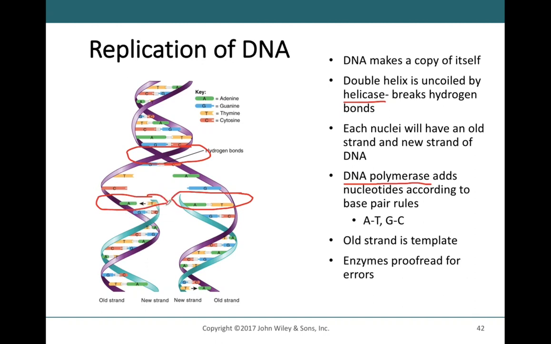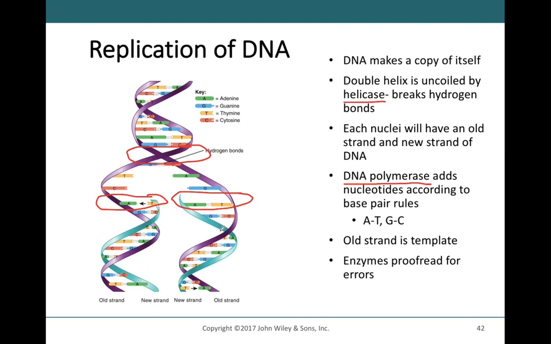So DNA polymerase adds the nucleotides while helicase uncoils DNA. DNA polymerase uses the old strand as a template and forms a complementary new strand. It adds these nucleotides as it goes, and it reads the template so that it knows which is the proper complementary base pair.